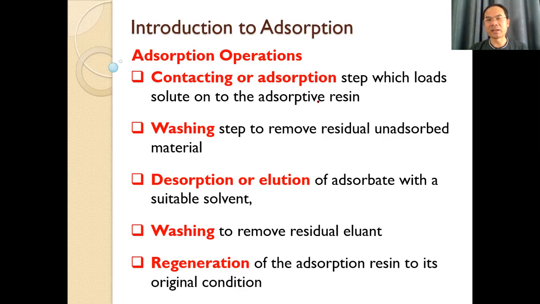After you remove the unadsorbed material, you then do desorption or elution. In this case, we use some solvent or thermal method to remove the adsorbed solute. And then you wash again. In this case, we remove residual eluent. Eluent is the solvent used to remove the adsorbed solute. Then you can regenerate the adsorbent resin and reuse it again.